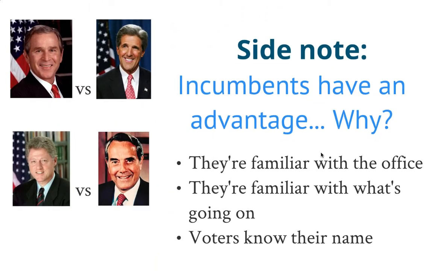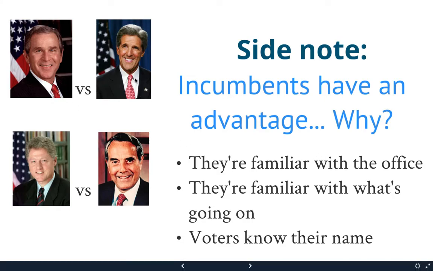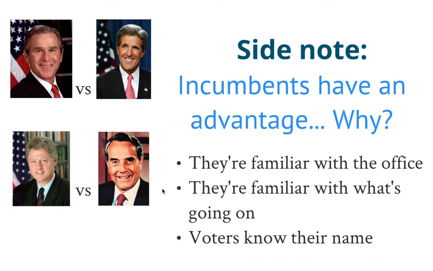So here's a side note real quick. Incumbents have an advantage, mostly because they're familiar with the office, meaning they are there every day. They're doing the job every day. That's what they do. Everybody knows who they are. So for instance, most people would know George Bush, but not a lot of people would know John Kerry. A lot of people know Bill Clinton, but not many people would know Bob Dole. That's just how it goes. You know who the incumbent is. You very rarely know who the challenger is.